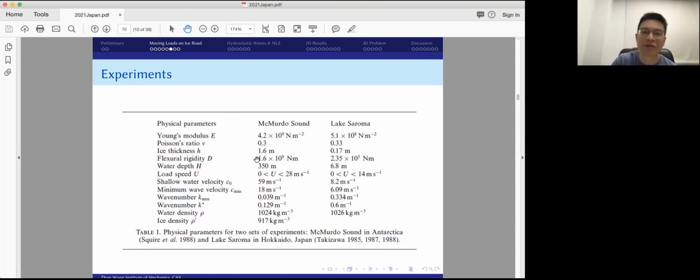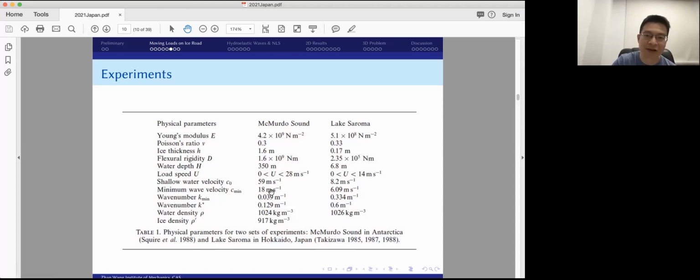There are two famous experiments. The first experiment was done by a New Zealand group in McMurdo Sound, led by Squire. The second experiment was done in Lake Solomon by a Japanese team led by Takizawa in the 1980s. These two cases are quite different. The first case is a deep water case, where the water depth is 350 meters. The second case is a shallow water case, with a depth of 6.8 meters.